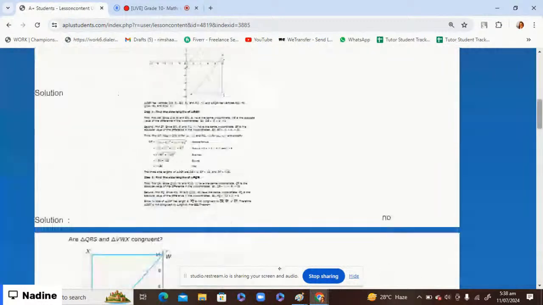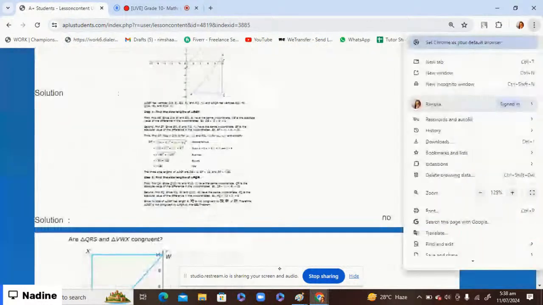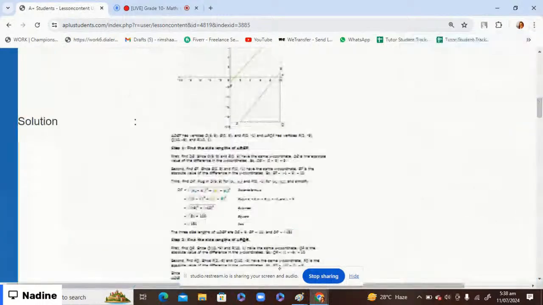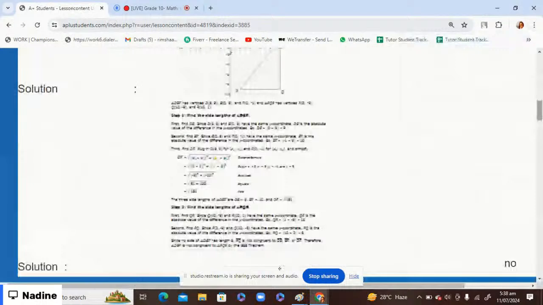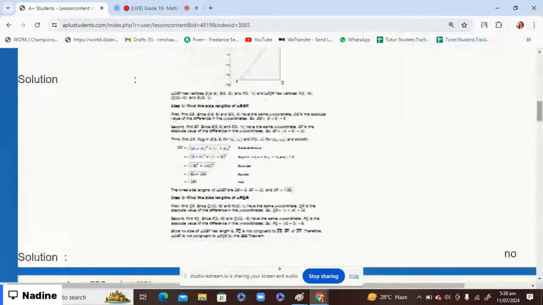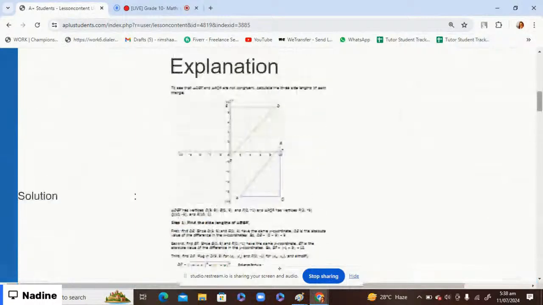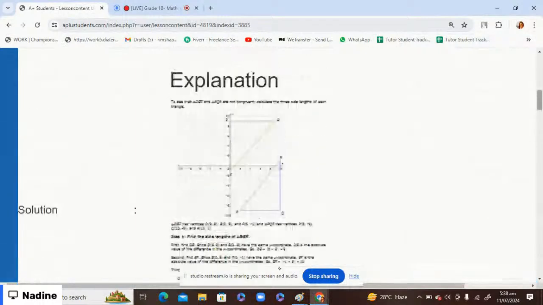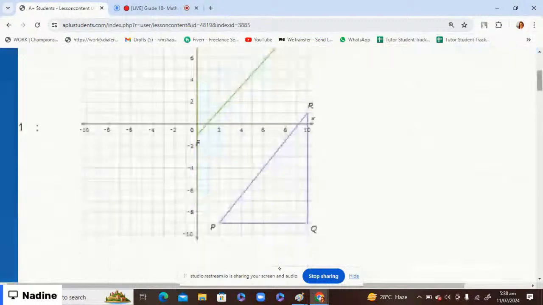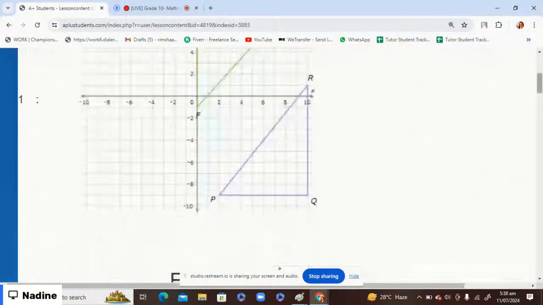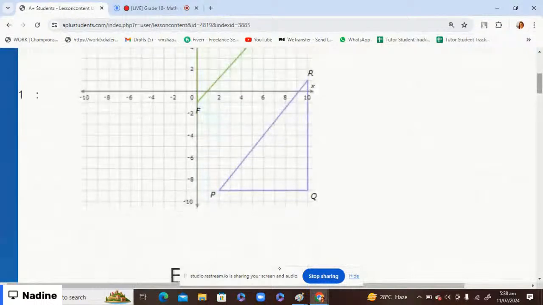First of all, we are going to check out all their points. Let me just check the points here. First of all, you are going to see what the points are here. Look at here, E, D, and F. What are these points? Then we are going to check X, P, and Q. How to check the points?